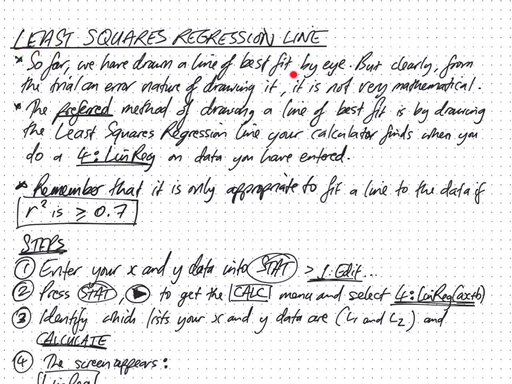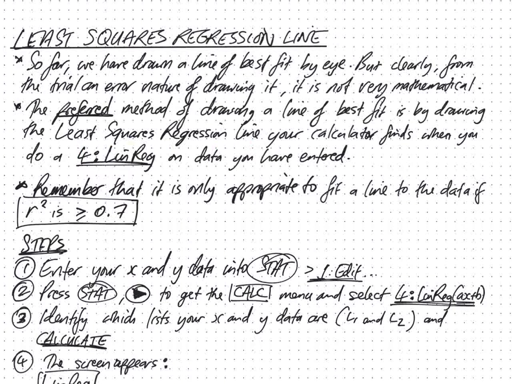So far we've drawn a line of best fit by eye, but clearly from the trial and error nature of drawing it, like you're pivoting the ruler around the mean point, it's not very mathematical at all, okay? So the preferred method of drawing a line of best fit is actually by drawing this least squares regression line on your calculator. And that is the line that your calculator actually finds when you do a LinReg on data that you've entered into stat edit.